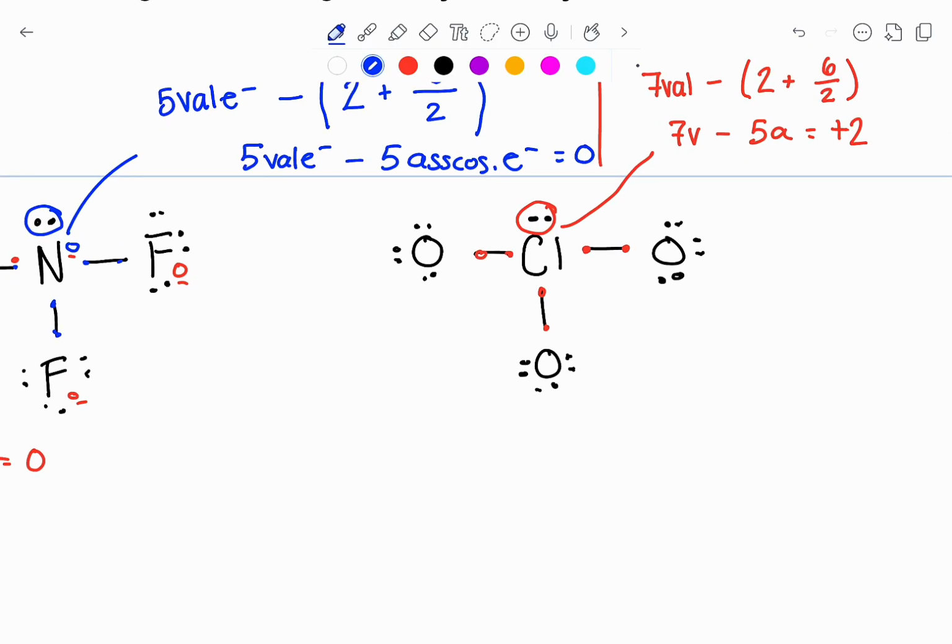Now let's look at our oxygens. All of these oxygens look the exact same. They all have 6 lone pair electrons and 1 bond. Okay, so we only have to do one of them. Oxygen has 6 valence electrons, and we need to now calculate the associated. The oxygens have 1, 2, 3 lone pairs. That corresponds to 6 electrons that are in lone pairs. We're going to add to that the total number of electrons that are in bonds and divide it by 2. So that's 1, 2 electrons that are in bonds. Divide that by 2.